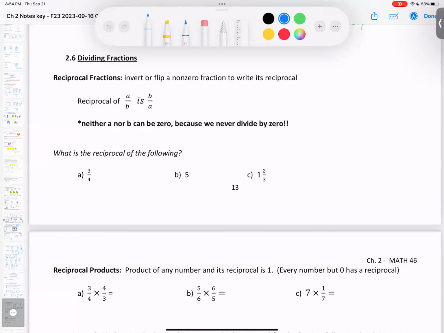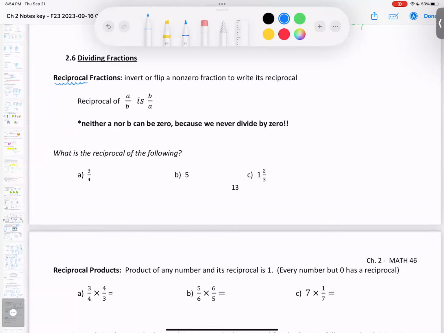Welcome to 2.6, the last topic in this chapter, where we're going to look at now dividing fractions. And who wants to divide? Let's not divide. Instead, let's just flip and then we can multiply. So what we're going to do is we're going to take the reciprocal. A reciprocal fraction is just where you flip the fraction.